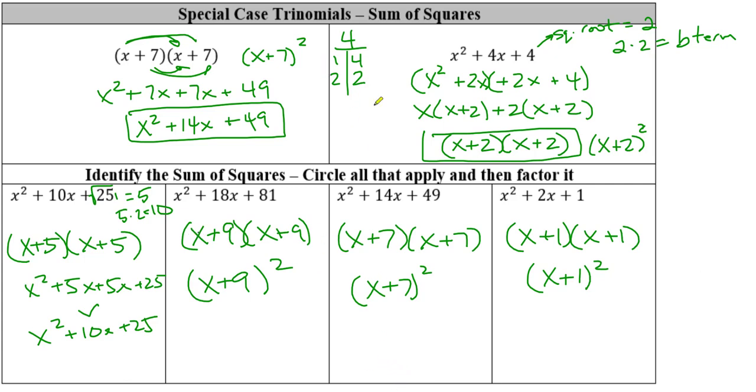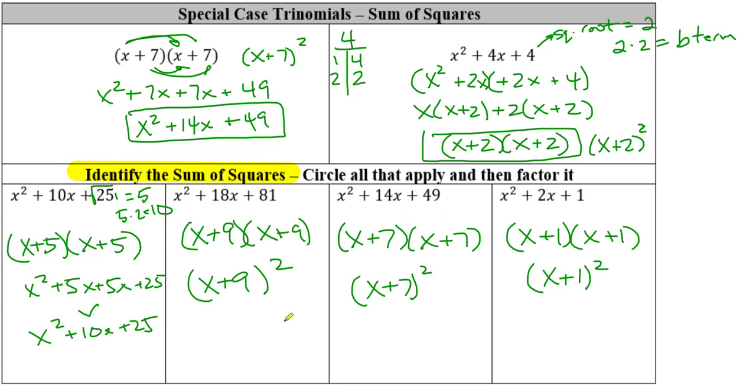We don't need to follow all of these steps because we were able to identify a sum of squares. That's why it is important to remember all of these special cases and all of these rules that are introduced, because sometimes it will save you a ton of scratch work. So same thing here. Square root of 49 is 7. 7 times 2 is 14. Boom. Square root of 1 is 1. 1 times 2 is 2. Looks like it applies for all of these.